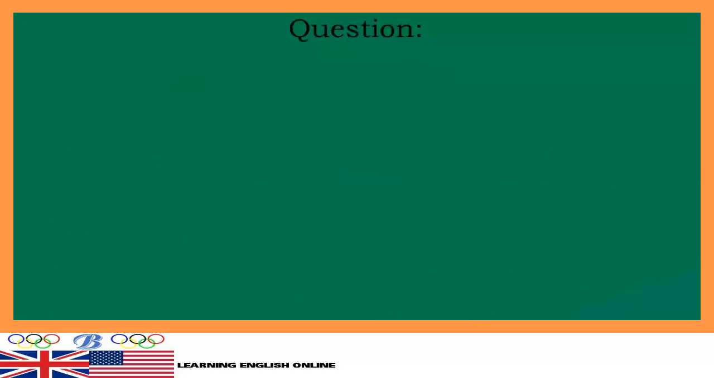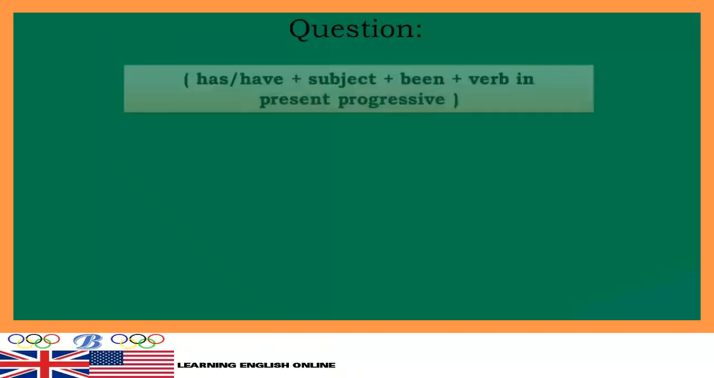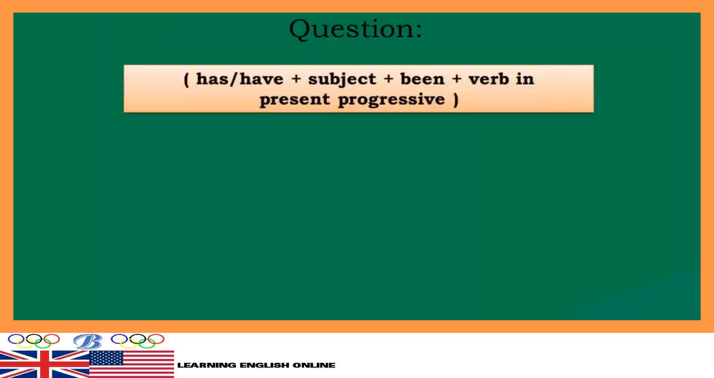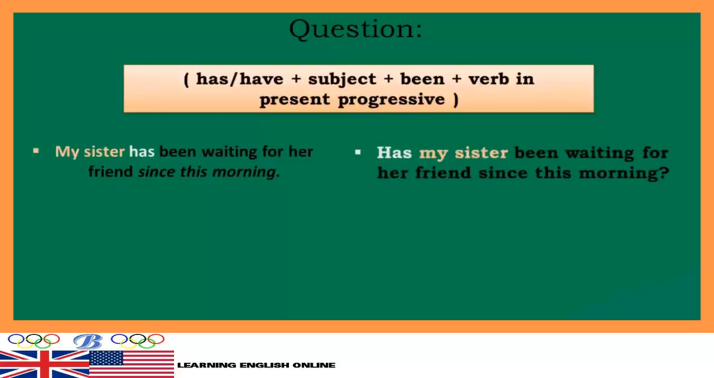For the questions, we simply change the positions of the subject and the auxiliary verbs has or have. So the pattern will now be has or have plus subject plus been plus the verb in present progressive. Examples: my sister has been waiting for her friend since this morning. My sister is the subject plus the auxiliary verb has. But for the question, it will now be has my sister been waiting for her friend since this morning? If you noticed, has and the subject my sister had changed positions.